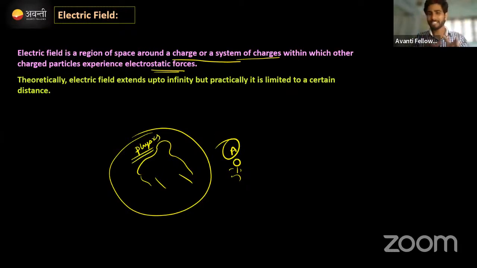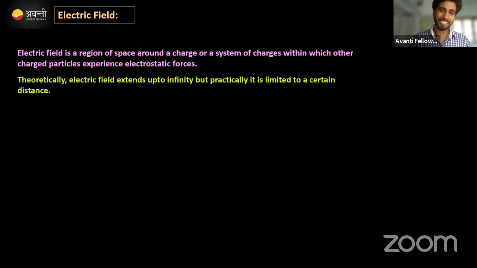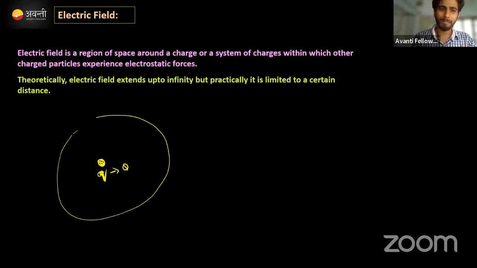Means the physics which is present around me, that is my field. Everyone will recognize me by the physics field only. Correct now? In a similar way, here one charge is present. मान लो this is a charge, Q. A charge means a charge के पास with some area, it contains some field. That field is known as the electric field.